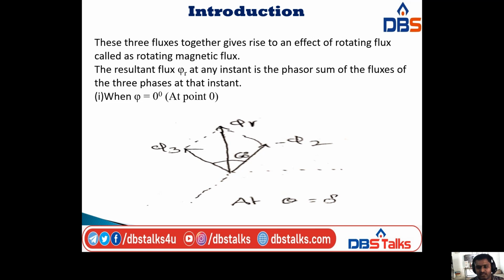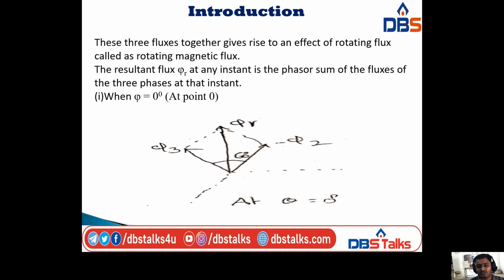These three fluxes together give rise to an effect of rotating flux, called rotating magnetic flux, that is RMF. So the resultant flux phi r at any instant is the phasor sum of the fluxes of the three phases at that instant.